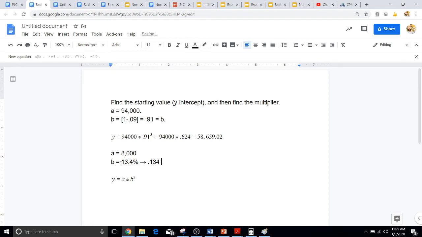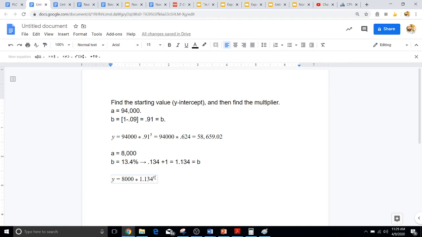Now we need to take this and add it to the value of 1, and this will give us 1.134. This is going to be our B term. Now that we have our A and our B, we can plug them into our equation. A, we said, is 8,000, and B, we said, is 1.134.